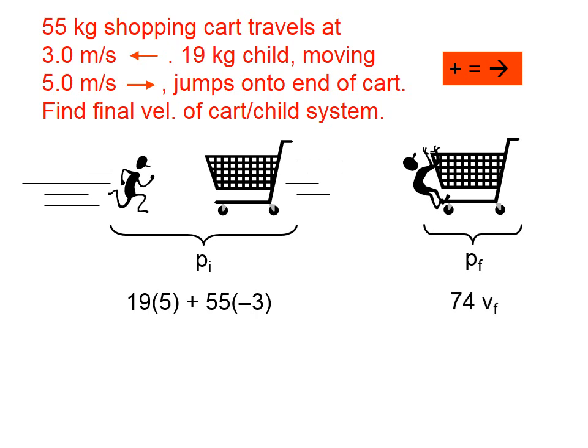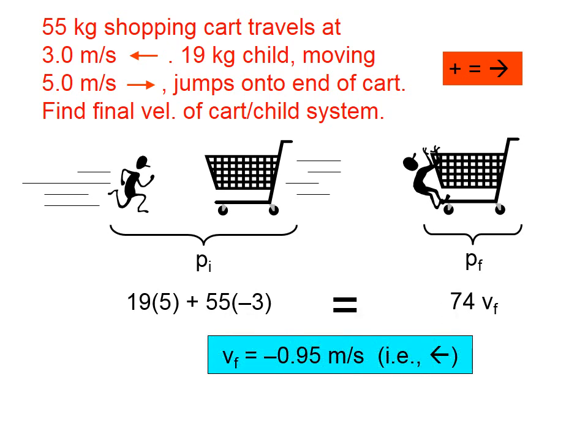At the end, the child and the cart are stuck together, so the combined mass is 74, and they are moving with a common velocity. And according to the law of conservation of momentum, the initial and the final momentum should be equal. If we solve that for v final, we get this number, negative 0.95 meters per second, which means, who won this little collision? Well, it looks like the cart won this collision because the child and the cart are now moving to the left, that is the negative direction, at 0.95 meters per second.